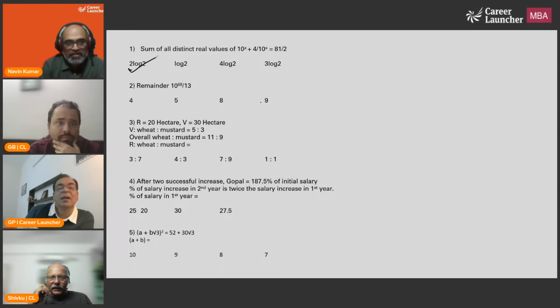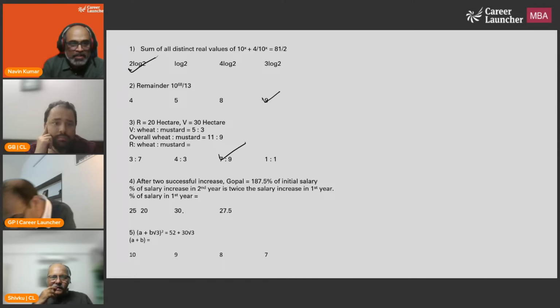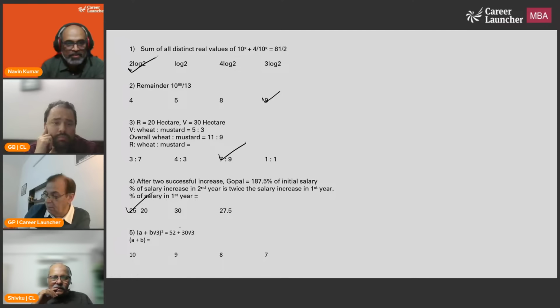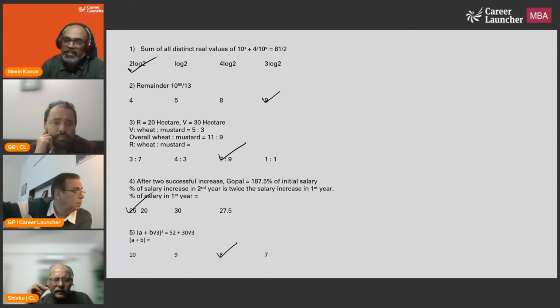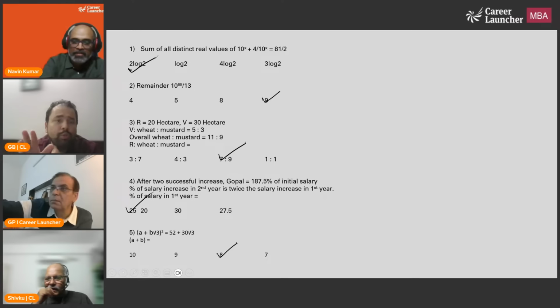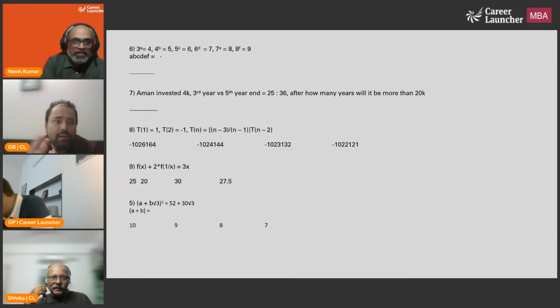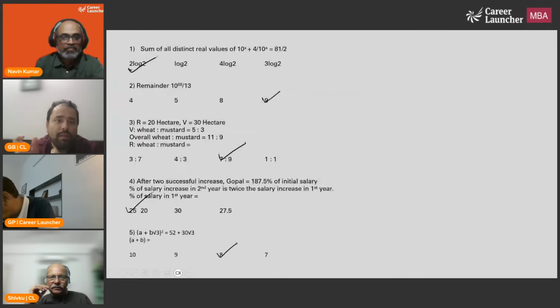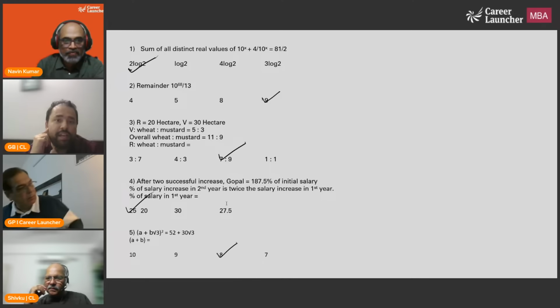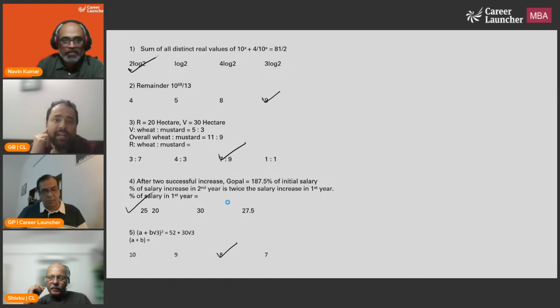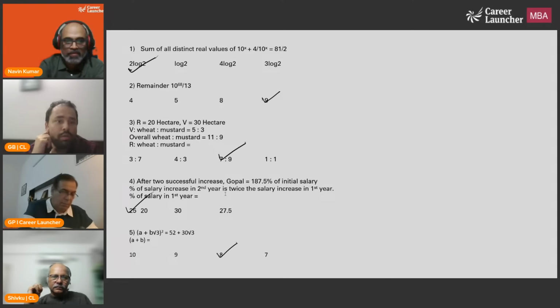The second one's answer was 9. This one's is 7:9. This one's is 25. This one's is 5 and 3 8. So for students' benefit, Naveen, if you go back, you can repeat the question stem and the answer. So the sum of all distinct real values of 10 to the power of x plus 4 by 10 to the power of x is 2 log 2.